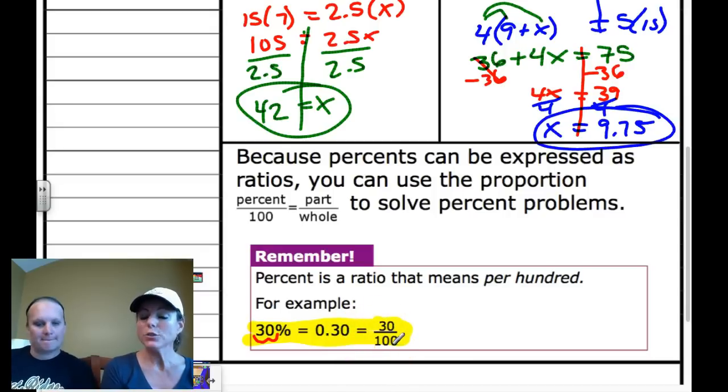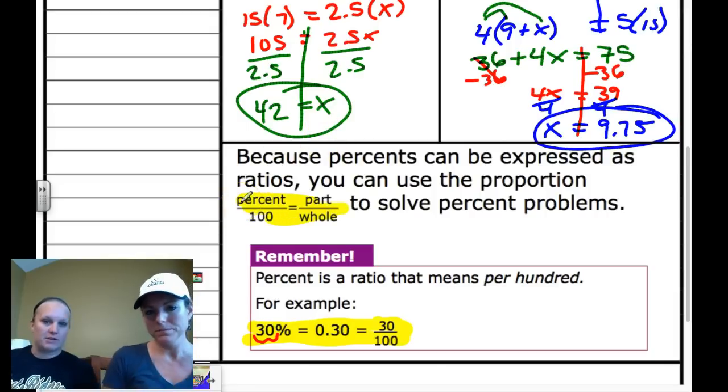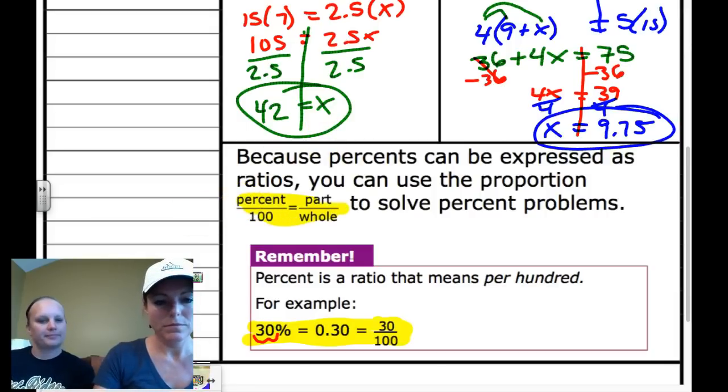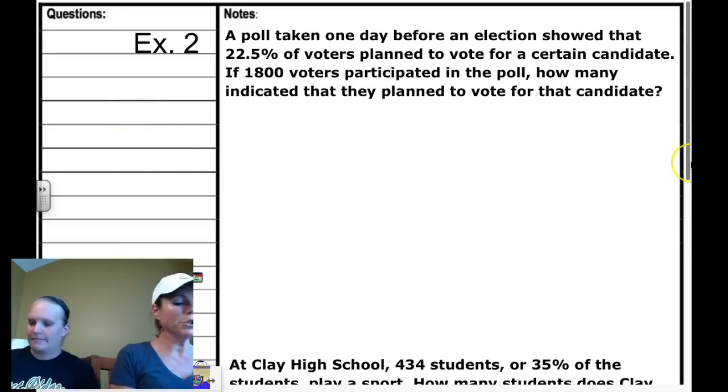Correct. Okay. And so whenever you're given a percent, you're going to write that number over 100, and you're going to set that equal to part over whole. And I think you'll understand what we mean more when we go to the example. This is key. Make sure you remember that. Here we go. We're going to do example number 2 right now.